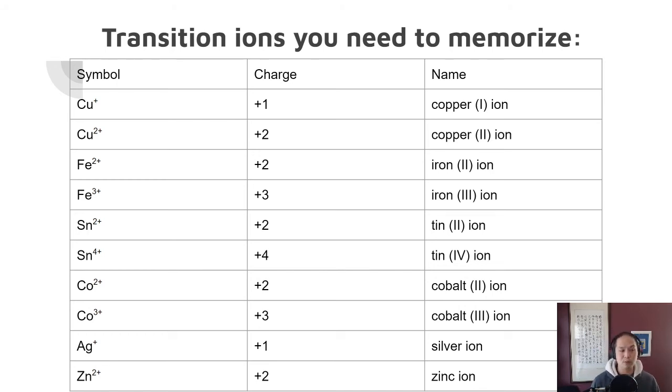Silver is always +1 and zinc is always +2, which brings up one of the first of many annoying exceptions that you're going to need to memorize. You would think that since silver and zinc are transition metals, you would call them silver 1 ion and zinc 2 ion. But because there are no other options, you just call them silver ion and zinc ion, which is why I have them here as transition ions you need to memorize. Notice all the other ones have multiple options, so we have to use the Roman numeral. But for silver and zinc, there's no other option, so you just call them silver and zinc.